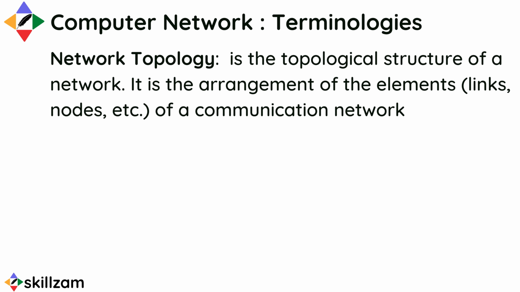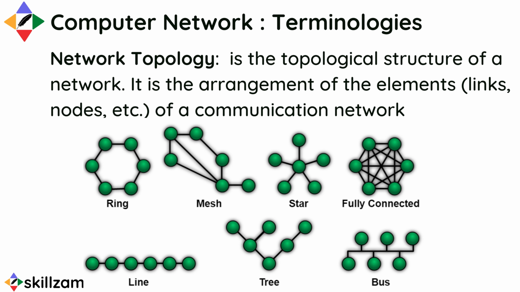Network topology is a topological structure of a network. It is the arrangement of the elements like links, nodes, etc. of a communication network. To give you an example, that there are many, just to quote some of them, like a ring network, a tree network, mesh network, fully connected networks, etc.